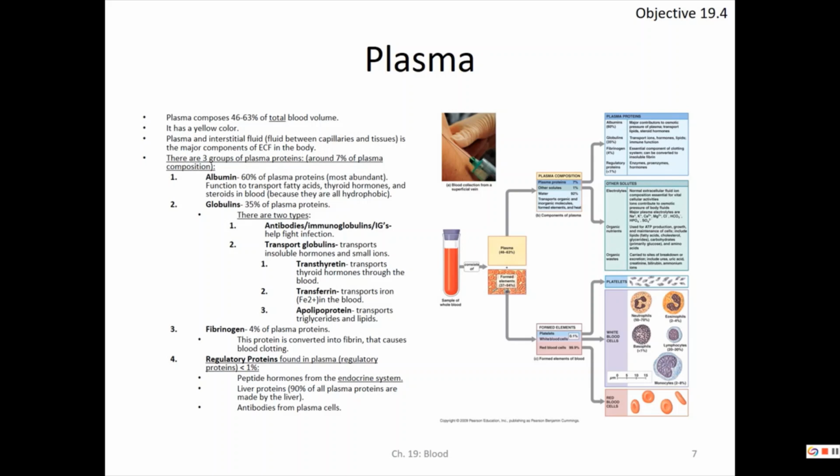Now, 4% of the proteins found in plasma, it's only 4%, but it's very important, is fibrinogen. In your notes, I always say, anytime you see a word in Anatomy and Physiology 2 with the suffix gen at the end, underline it every single time. Why? Because in your mind, if it says gen, it must be activated. Now, when I say fibrinogen, I'm saying it's inactive. You convert it to fibrin.